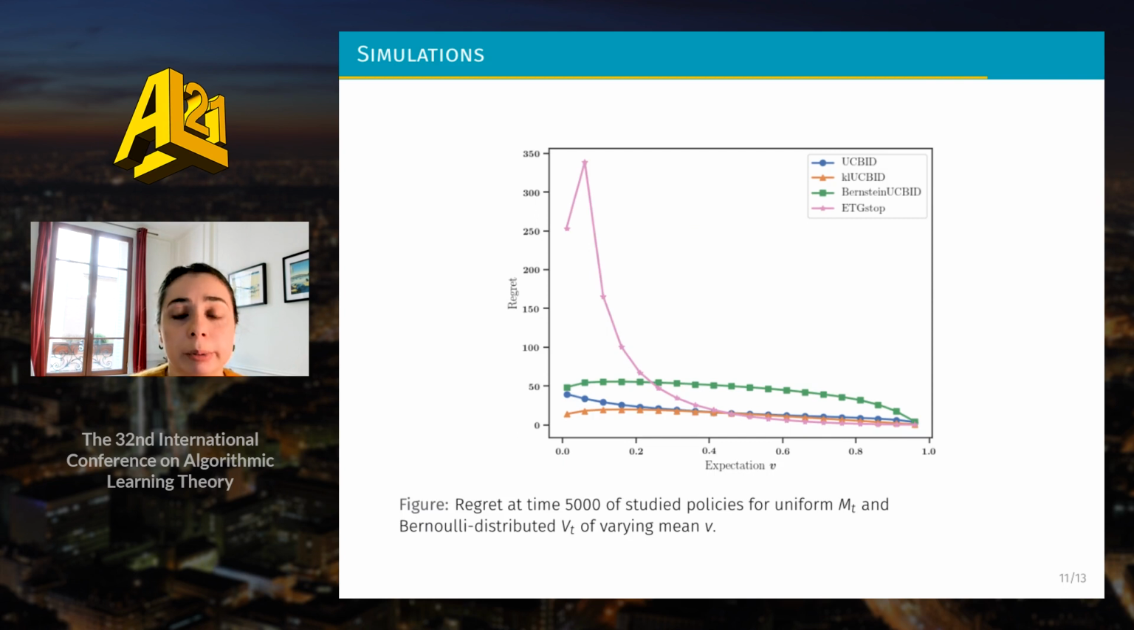Next, we have plotted the regret of all studied strategies at the end of an experiment of horizon 10,000 against the average value v. As explained, we show that explore then greedy is now well behaved around v equal t to the power of minus 1/3. The worst case for UCB seems to be around the value 0, while for KL UCB and Bernstein UCB, it seems to be somewhere at the center of 0,1. Explore then greedy outperforms even KL UCB when v is large enough.